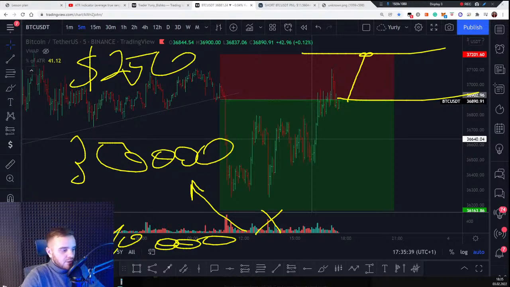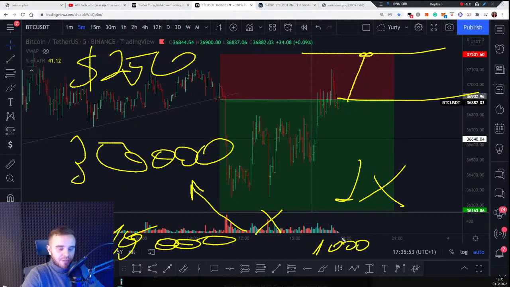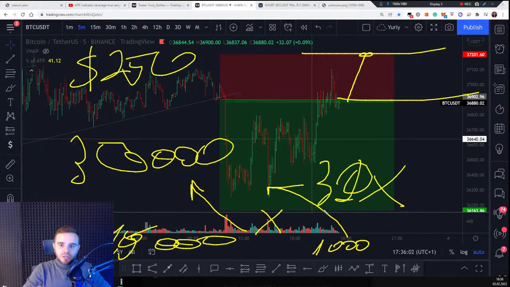If you had 15K in your account, you would use only double leverage to take such a trade. But if you have only 1,000 in your account and you decided to take such a risky trade compared to your account, you would need to take 30x leverage. But in all cases, your risk is the same. If price hits your stop loss, you lose $250. If your account size is 10,000, 15,000, 1,000, it doesn't matter. Your risk per trade is always the same.